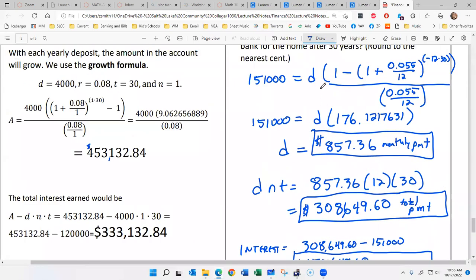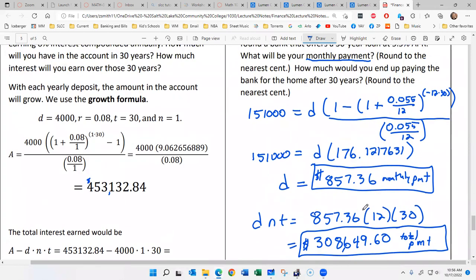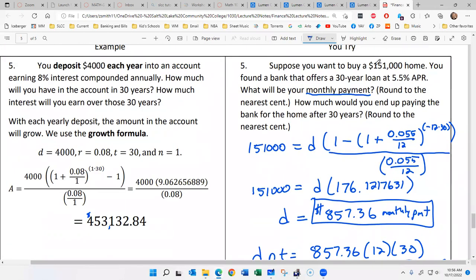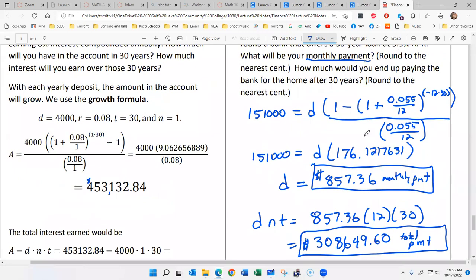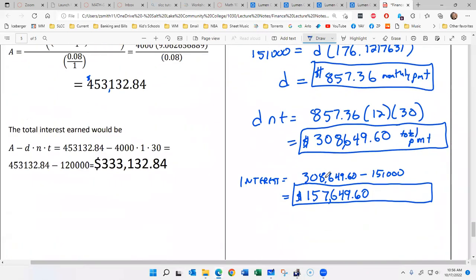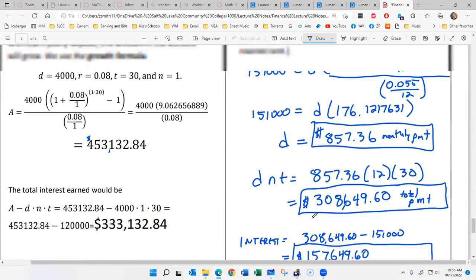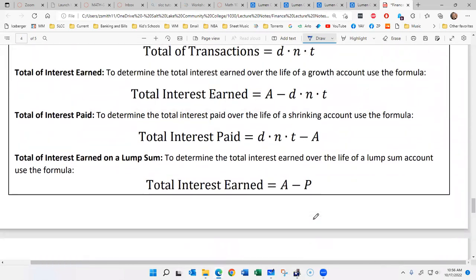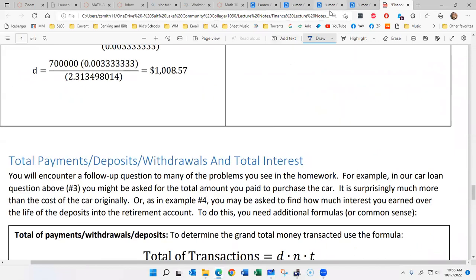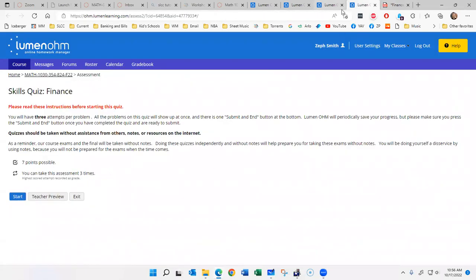So work out the DNT. It's pretty straightforward. And then look at that number and compare it to the other number in the problem, in this case, it's a house, and you'll see which one's bigger, so you'll know which way to subtract to find the interest. If you subtract it the wrong way, you'll get a negative number, which is obviously not interest. Yeah, great. Perfect. I'm good with the other ones. Okay.